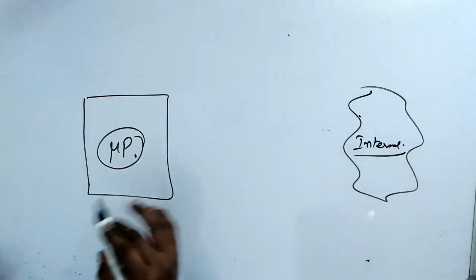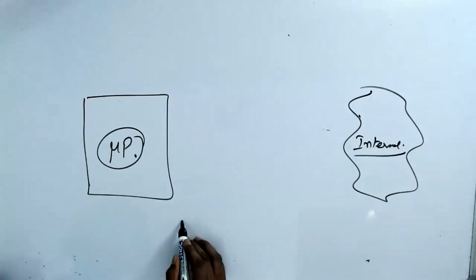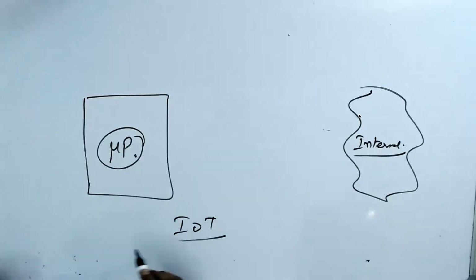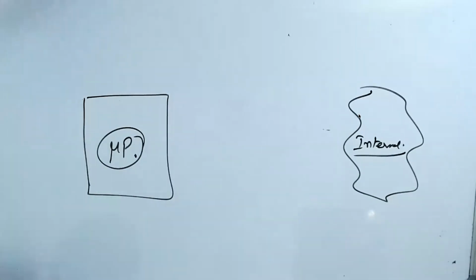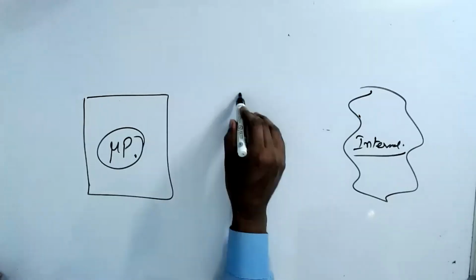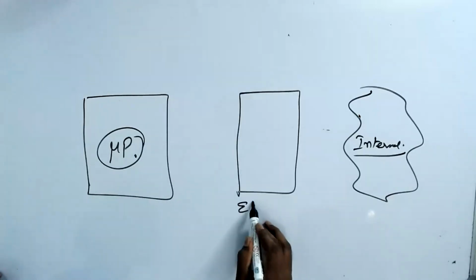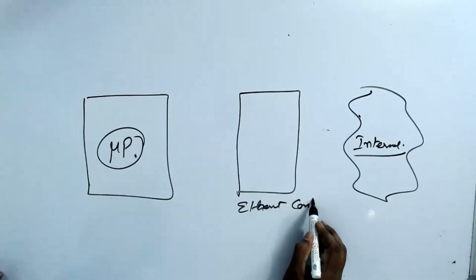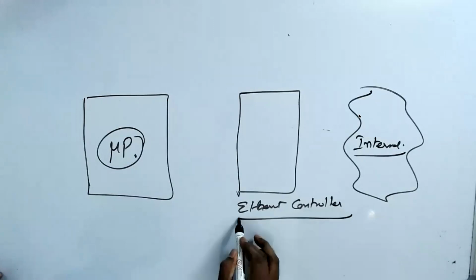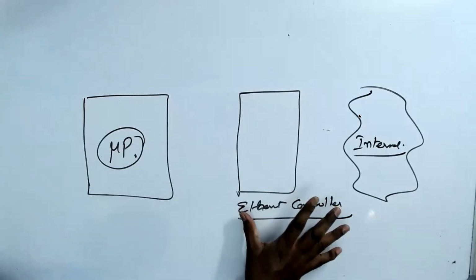Don't tell me these things are not required for you. IoT is full of this. Embedded system plus networking, so better learn the networking also. Now, I have somebody called Ethernet controller. Understand? There's something called Ethernet controller.